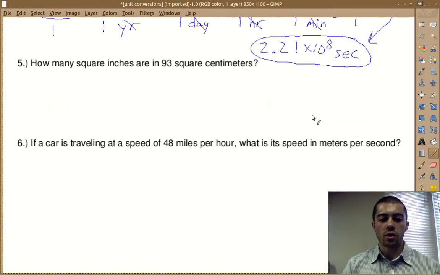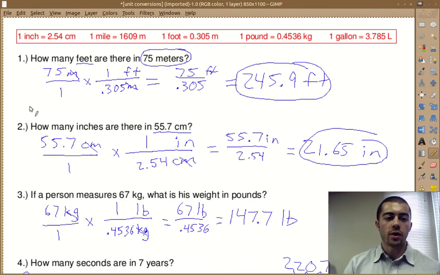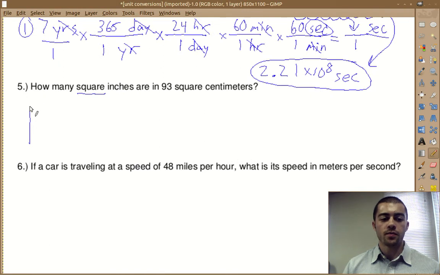So let's try one more here. How many square inches are in 93 square centimeters? So the key here is square. Let's take an inch, and using our conversion from before, we know that's 2.54 centimeters. So let's say we have a square inch here.